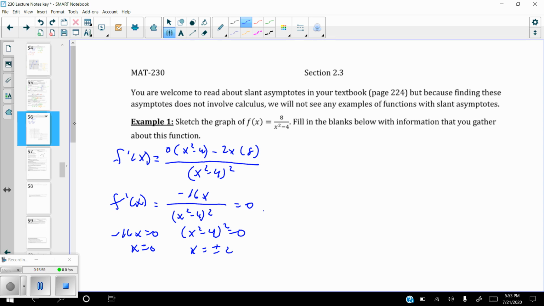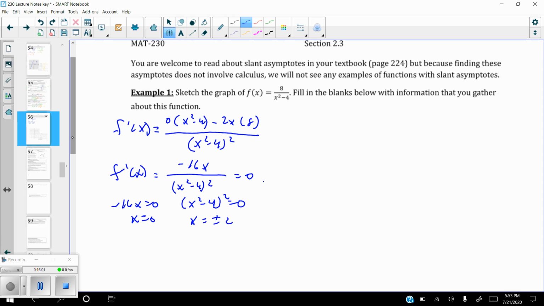We want to figure out increasing and decreasing. So let's create a number line. So we've got negative 2, 0, and 2. Now again, I'm going to go back to my derivative, the simplified derivative, and we're going to plug values, and we're just going to do a sign analysis here.